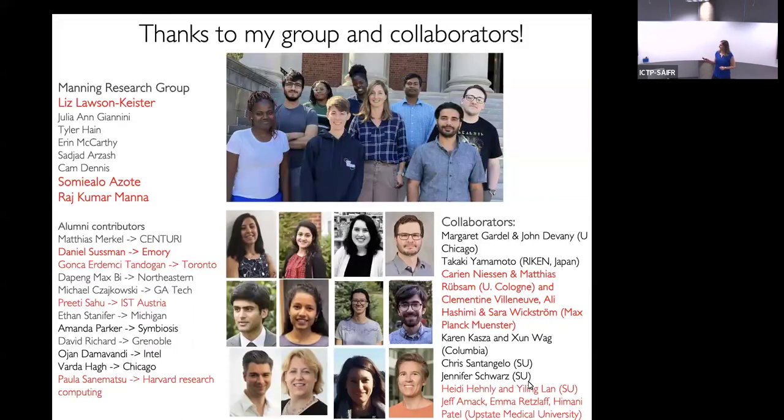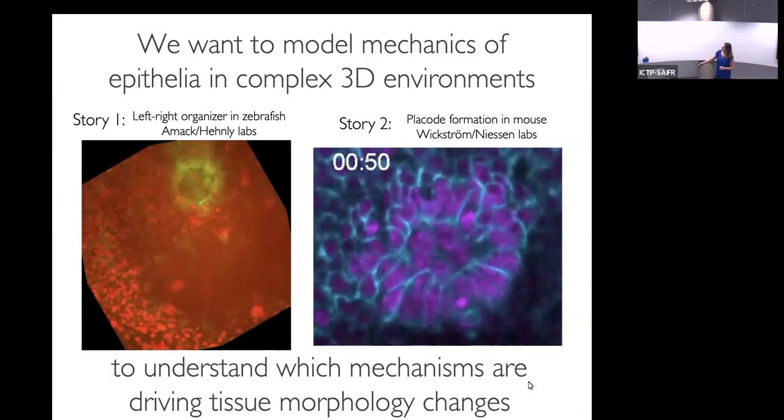Before I get started, I have to highlight the people who actually did the work. Most of the things that I'm talking about today are from a fantastic postdoc in my group, Raj Kumar Mana. Here he is. He's amazing. And he's actually going to be on the job market. Gonja is another postdoc who did some early work. Paulo Sanamantu, another postdoc. Bree Staffel, a graduate student, and Liz Lawson-Matista, a graduate student. That's mostly the story I'm telling you today.